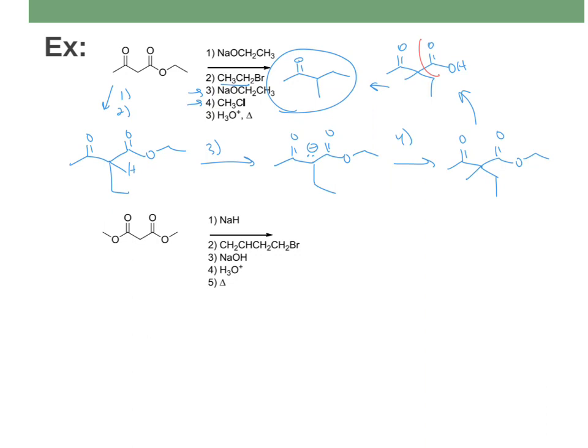So if I look back here at this alpha carbon, right? I added a methyl and I added an ethyl. So that's why I see a methyl here and an ethyl here. Methyl from this and an ethyl from that. That'd be my product.